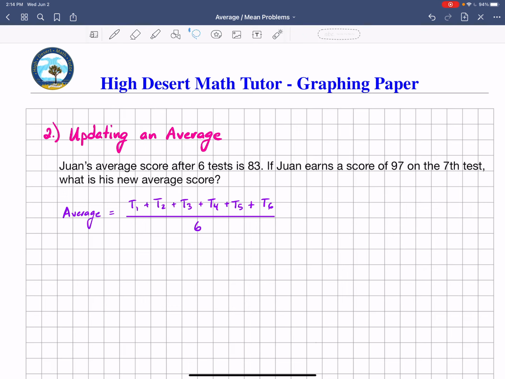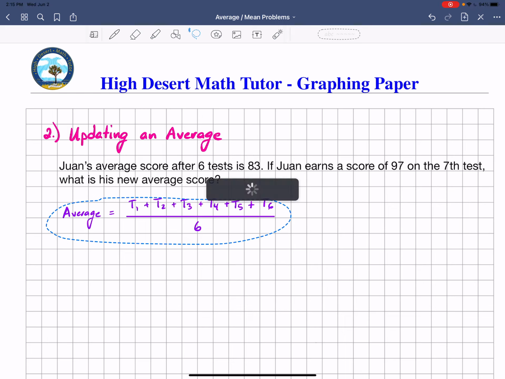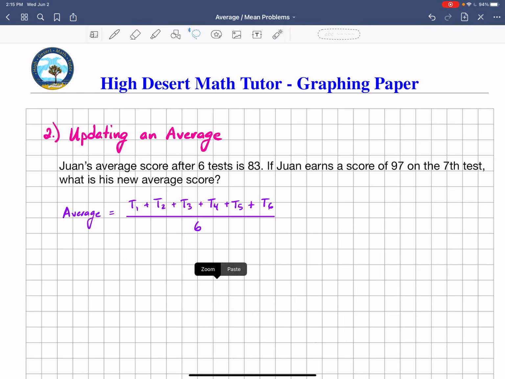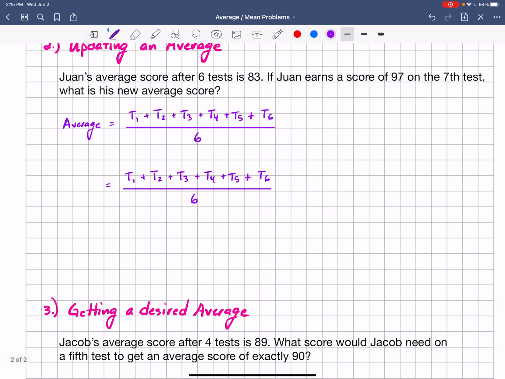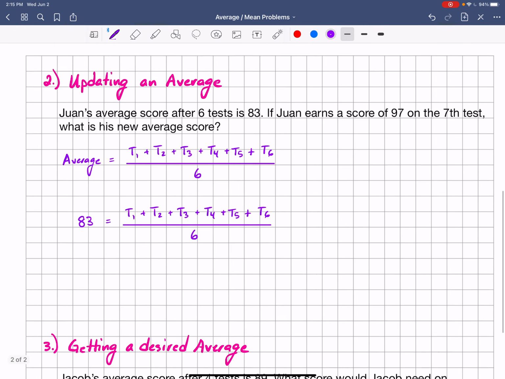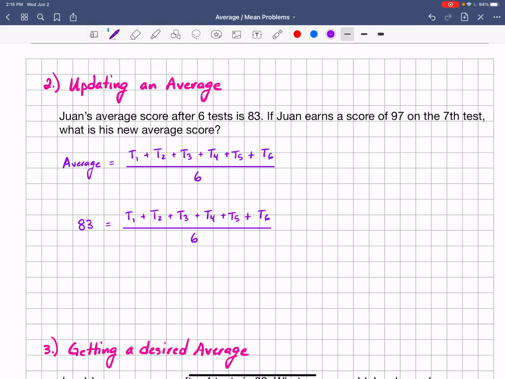So this is the formula required for the average of 6 tests. But notice, we know what the actual average itself is equal to. So instead of writing average, we're going to replace the word average with the average that was given to us. The average given to us in the problem is 83. Now that we have this information set up, we can continue with the rest of the question. It says, if Juan earns a score of 97 on a 7th test, what is his new average score?